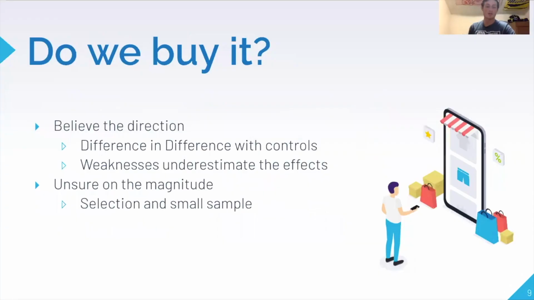So overall, we believe the direction of the study, but we're unsure about the magnitude due to a lack of power and statistical significance. The difference in difference with controls is convincing and covers a lot of internal validity threats. The weaknesses also are likely to underestimate the effects, making us believe the direction of the impact more. However, as I said, we're unsure on the magnitude, and this is due to selection and small sample. The generalizability is also a little suspect.